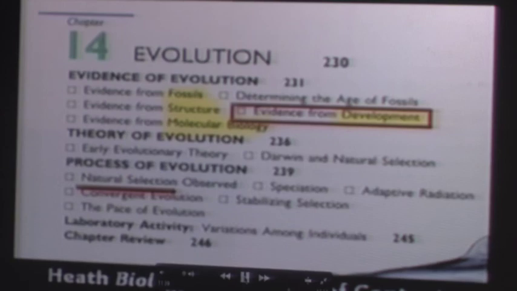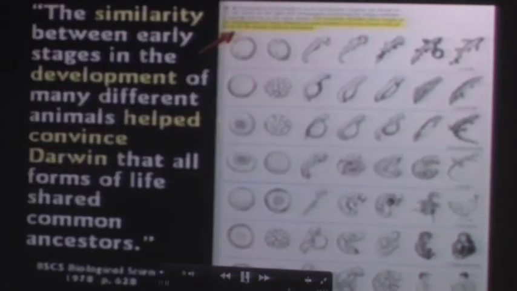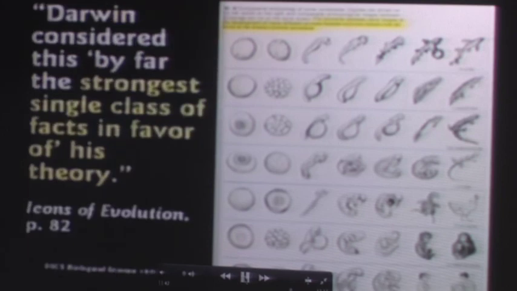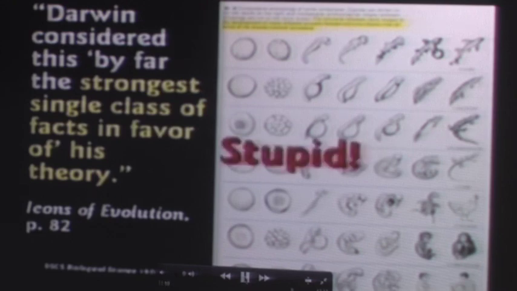I don't think so. The similarity between early stages in development of many different animals helped convince Darwin that all forms of life shared common ancestors. Actually, Darwin considered this by far the strongest single class of evidence, class of facts, in favor of his theory. This is stupid, folks. I'll show you.